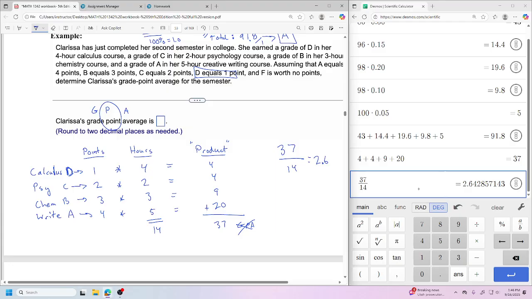Now, does 2.6 sound like a normal GPA for what's going on here? Yeah, that makes sense. She got A's, she got D's. Something in between, that sounds legit. So that's the last step. We don't always have to divide, but here we had to because it was not a percentage. But you can see the same style, right? Multiply, add.